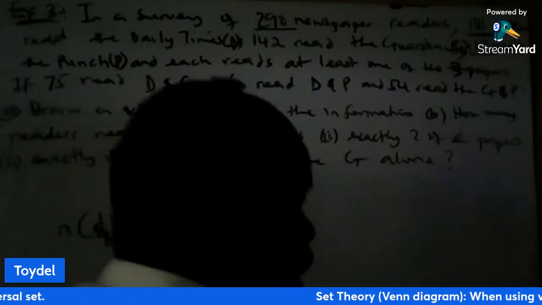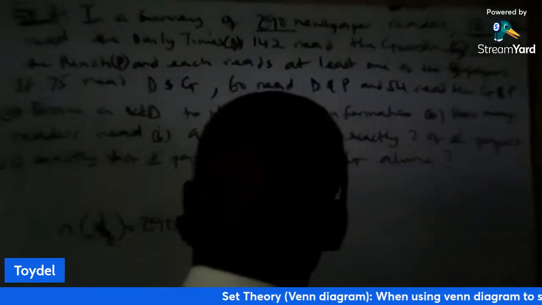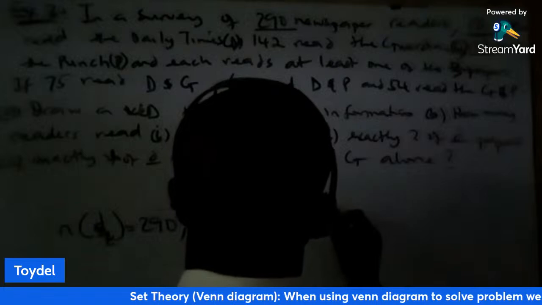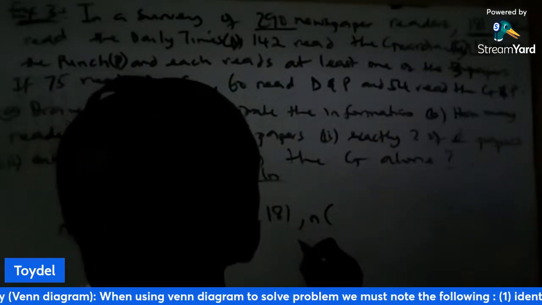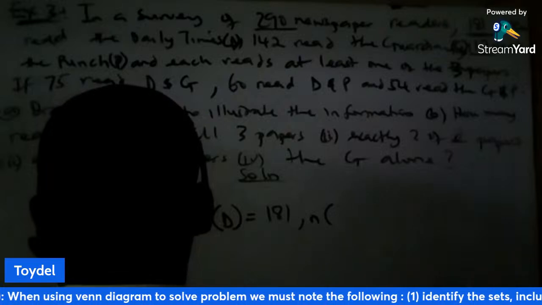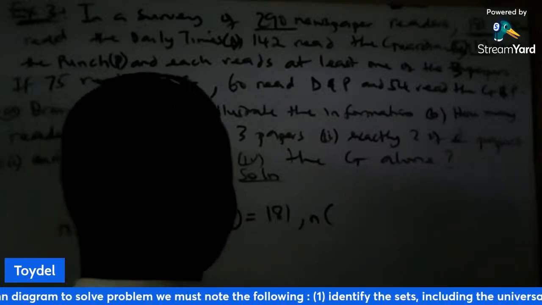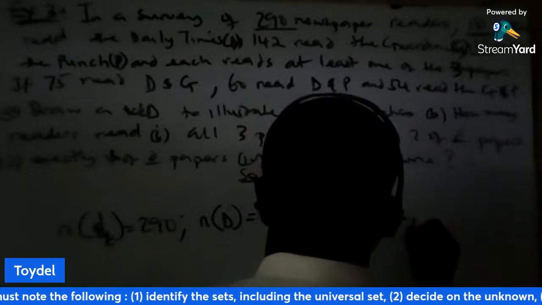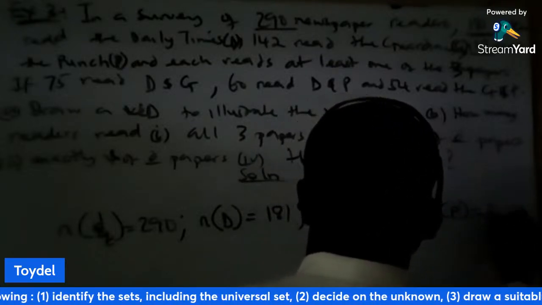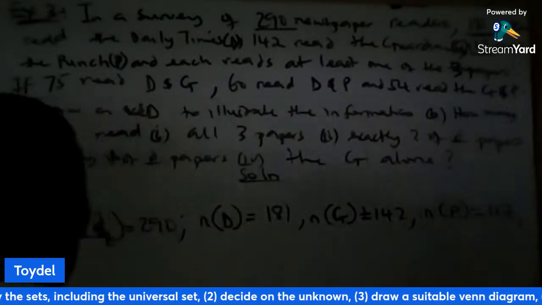The number that reads Daily Times is 181. Then 141 read Guardian. The number of Guardian readers is equal to 142. The number that reads Punch is equal to 117. That's what we are given.